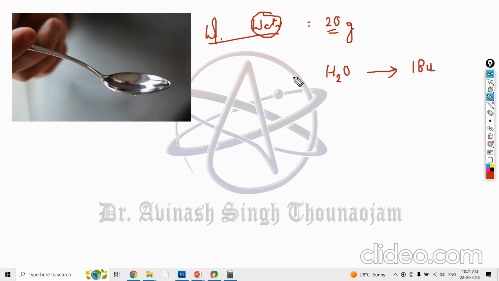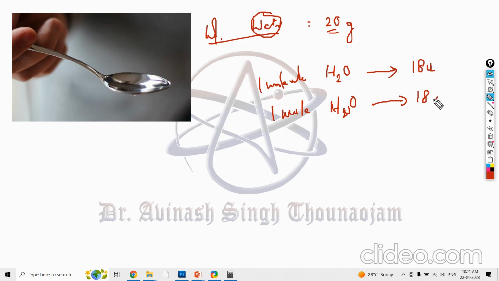This is one molecule, so again I will just write this because students get confused with this. One molecule of water weighs 18 U. So 1 mole of water, which means one Avogadro number of water, will weigh how much?